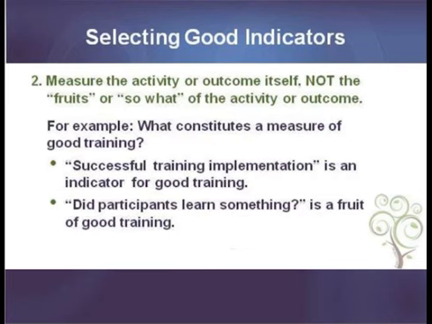The second is the trap that people most often fall into in setting indicators, where they're not measuring the activity or the outcome itself. They're measuring instead the fruits or the so what of that activity or outcome. So if I want to measure, did I implement training correctly, I'll say, well, what constitutes a measure of good training? Well, people learn something. Well, no. The measure of training is going to be something related to, did I implement the training? Did I implement it according to plan? The fact that people learn from it is an important thing, but that's an outcome. It's a fruit of this thing I call a good training.